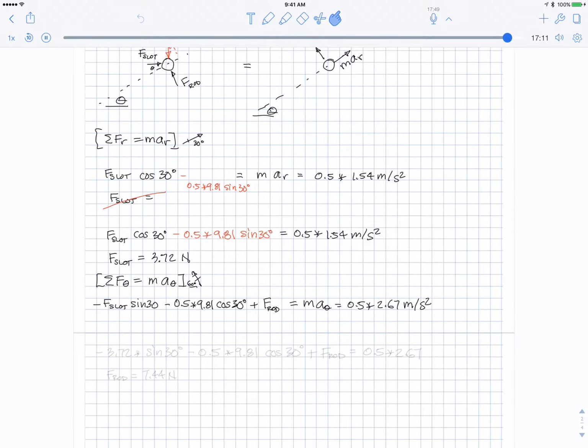The slot force we just got as 3.72 newtons. We'll just write it all out. And so finally, solving for F rod, we get 7.44 newtons, which is correct.